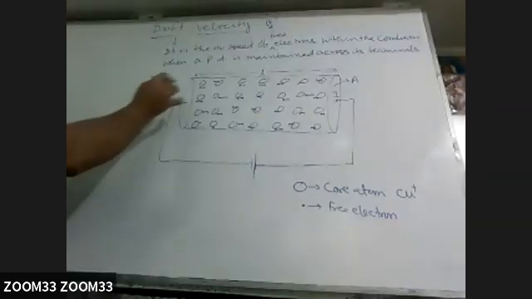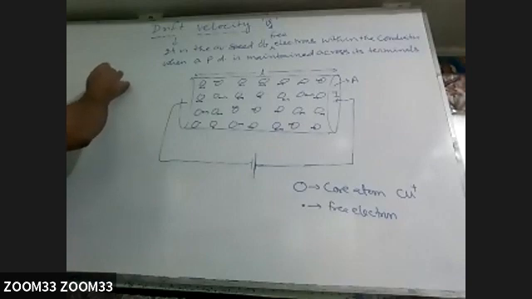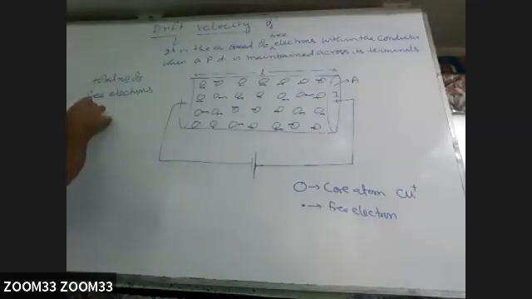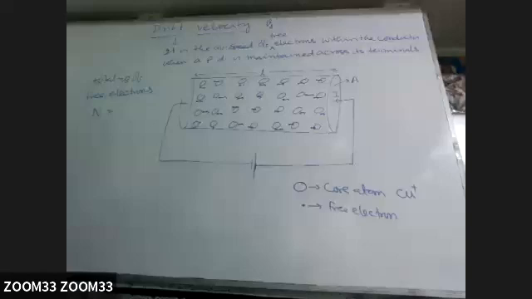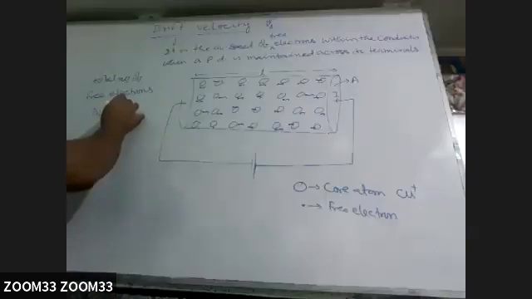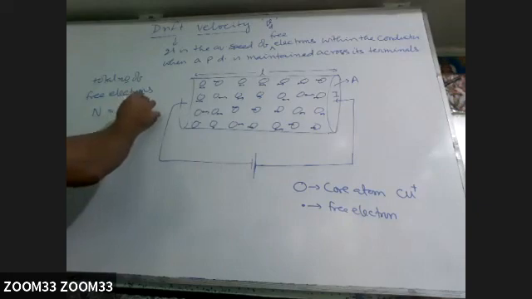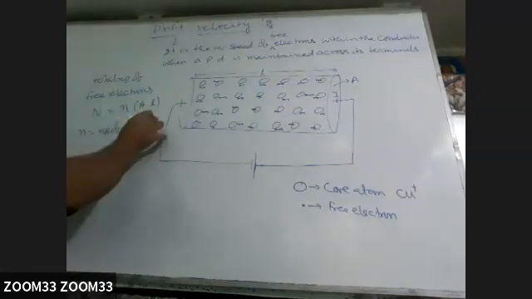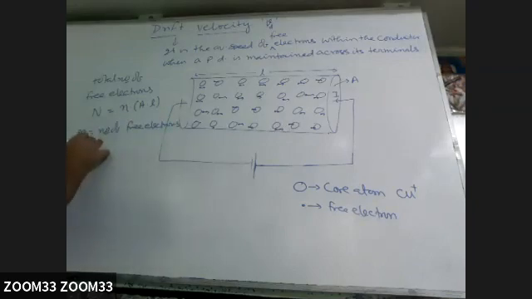So the total number of free electrons we are saying, suppose we are giving the symbol capital N. This is, with small n the number of electrons per unit volume, so N equals A L n. Small n is the number of free electrons per unit volume.